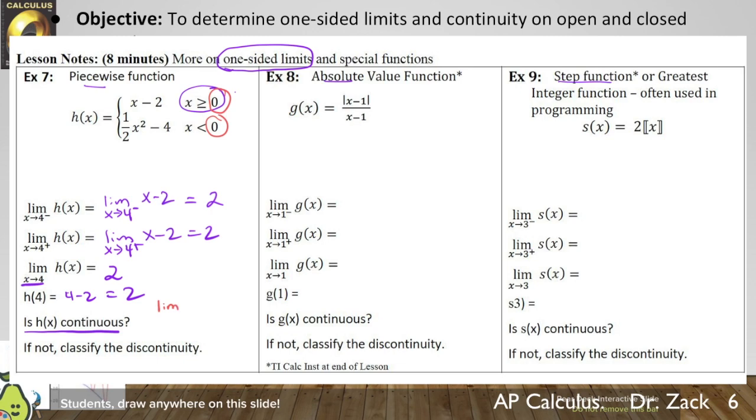So I want to check, is the limit as x goes to 0 from the left side, which is your 1/2 x squared minus 4, well, that's -4, equal to the limit as x goes to 0 from the right side, which is x minus 2, which is -2. So is it continuous? The answer is no, because the left side does not equal the right side. And this discontinuity is a jump discontinuity.